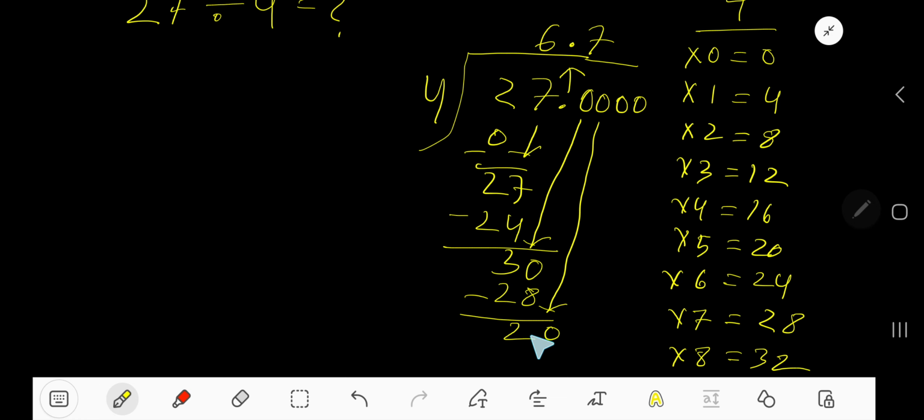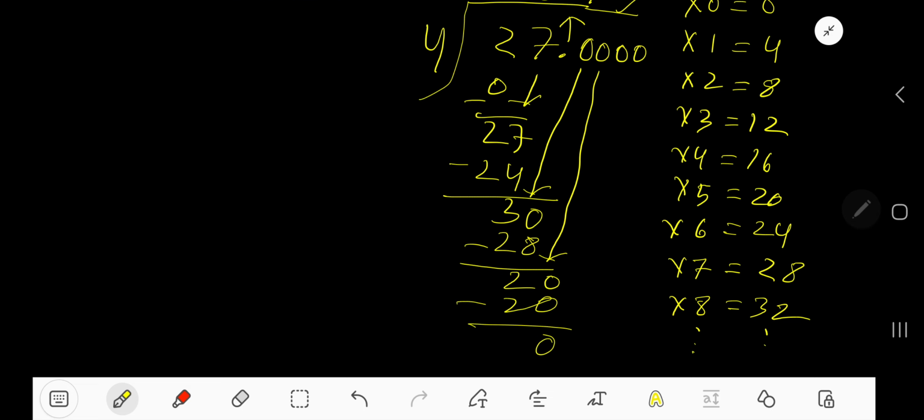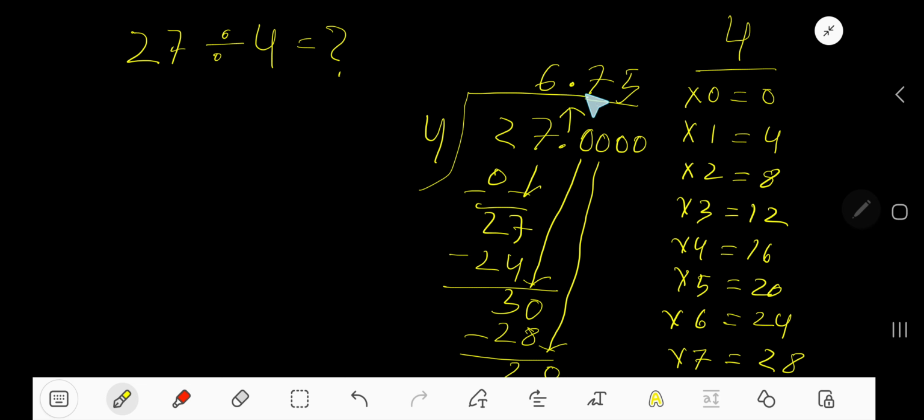4 goes into 20 how many times? 5 times. 5 times 4 is 20. Subtract, you are getting 0. So our answer is 6.75, and this is the quotient or result.